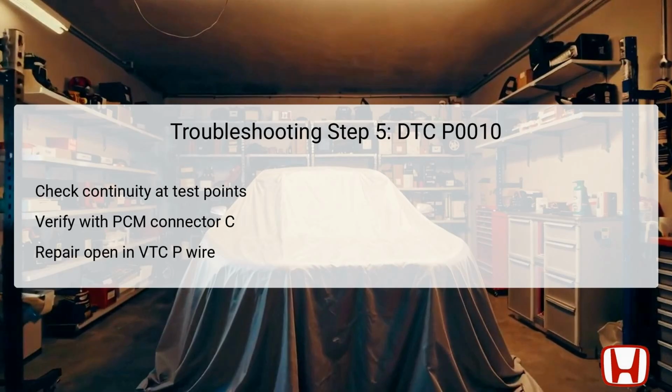However, if no continuity is found, it's indicative of an open circuit along the wire heading toward the PCM. In this case, repairing the open circuit is critical to restoring proper communication between the solenoid valve and the PCM. If the circuit is confirmed to be functional, ensure the PCM has the latest software version, and if not, perform an update or install a known good PCM, setting the stage for successful operational testing.